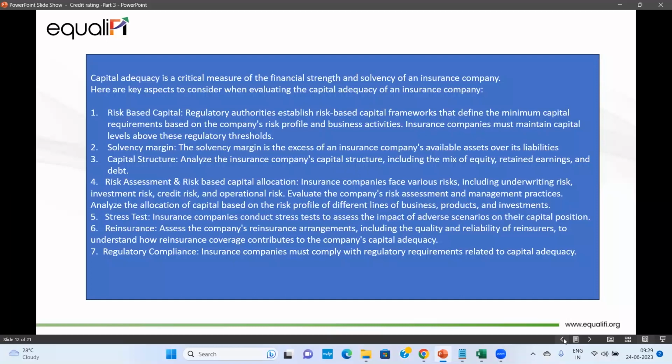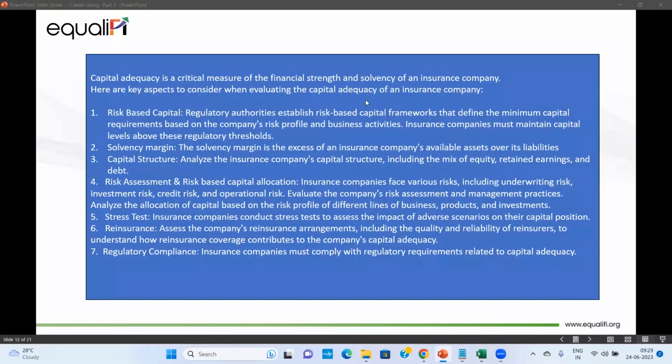Next is obviously stress test, which we have discussed several times. What is reinsurance? Can you tell me what is reinsurance? Correct. So insurance transferring the risk portfolio to other insurance company, right?